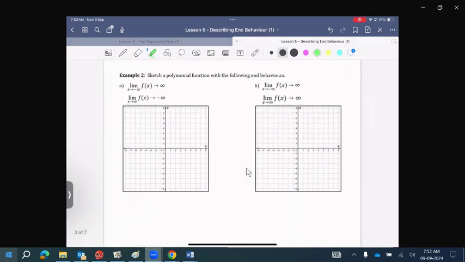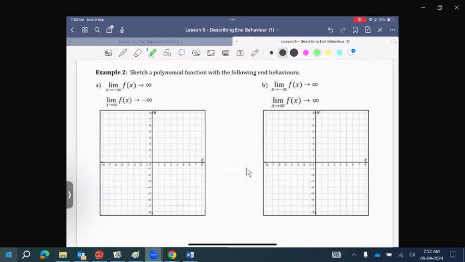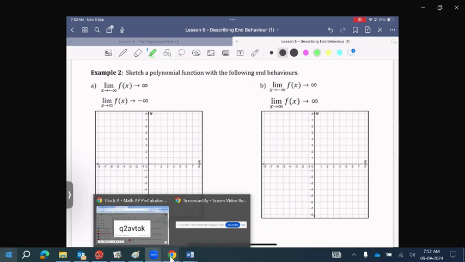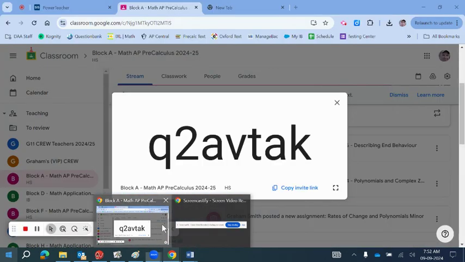Here are two sets of limit statements. Sketch a graph that meets these ones. You have 4 minutes for this, for both.